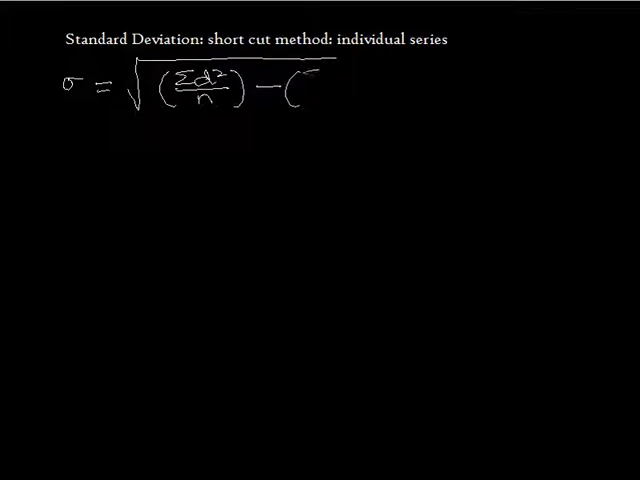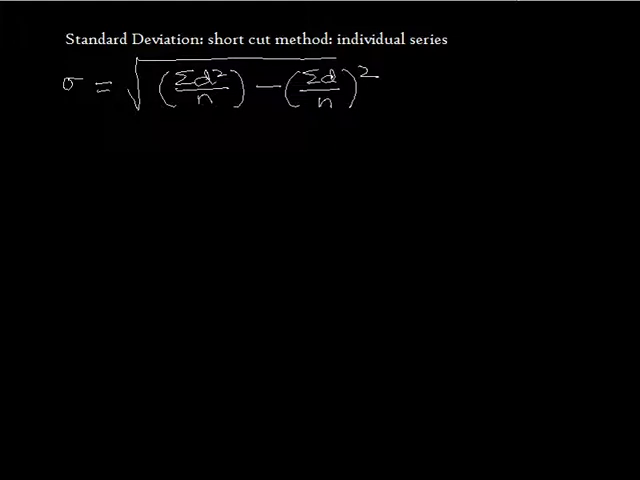Okay, let's look at standard deviation. This time let's look at the shortcut method of finding out standard deviation for an individual series. Now the formula goes like this: sigma equals square root of summation d square upon n minus summation d upon n whole square.